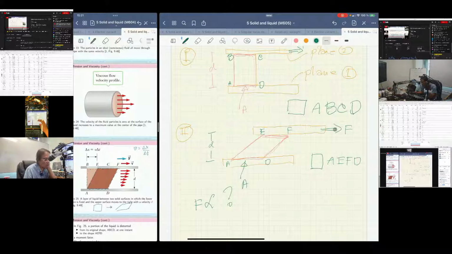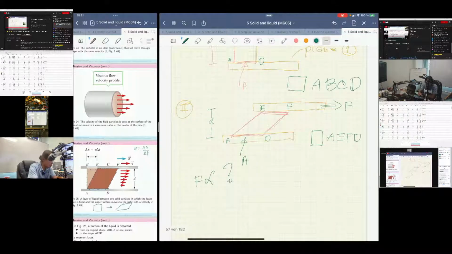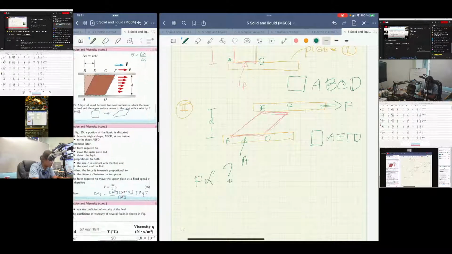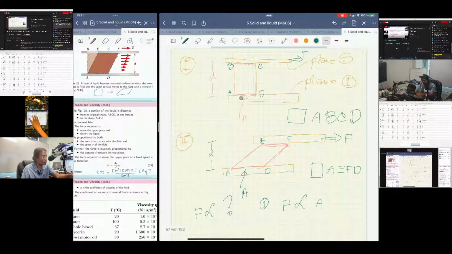We need more force for the more viscous liquid, right? F should depend on the first relation you would be able to observe: F depends on the area A, okay? If you have greater contact area A, you need to exert more F, okay?